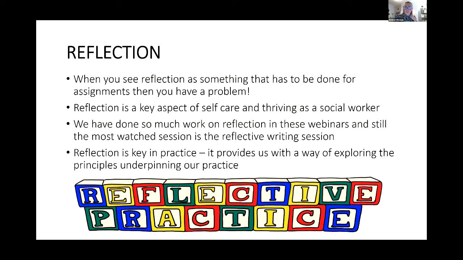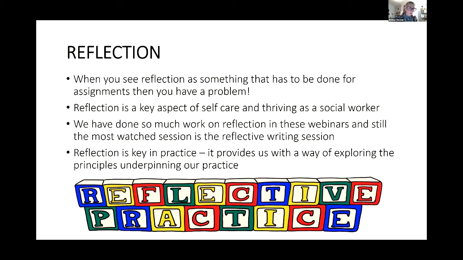People associate reflection with writing, and it should be just key. It provides us a way of exploring the principles that underpin our practice. It is the foundation, it's the building blocks. So keep hold of reflection in everything that you do. Never lose it. Never lose the purpose of your work, and never lose reflection on what's going on in practice.